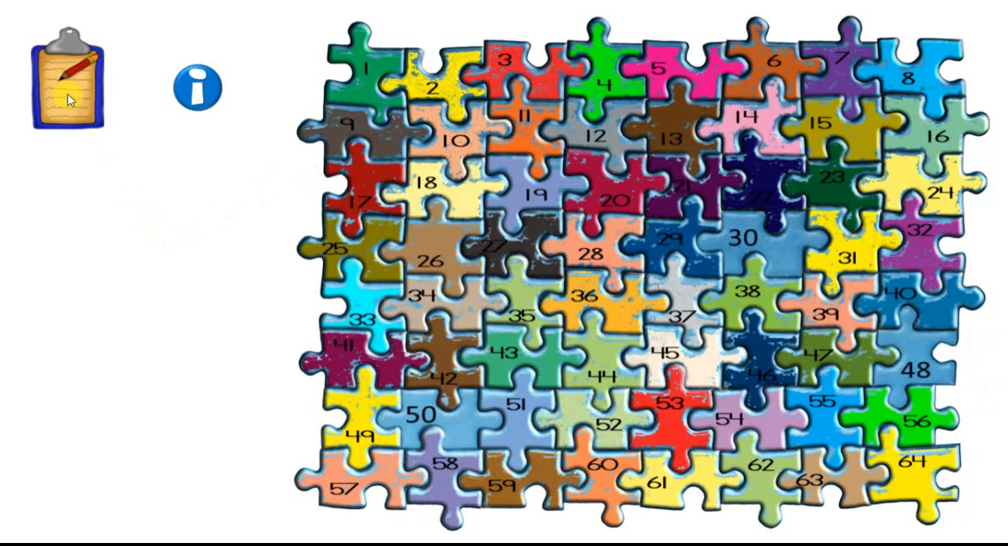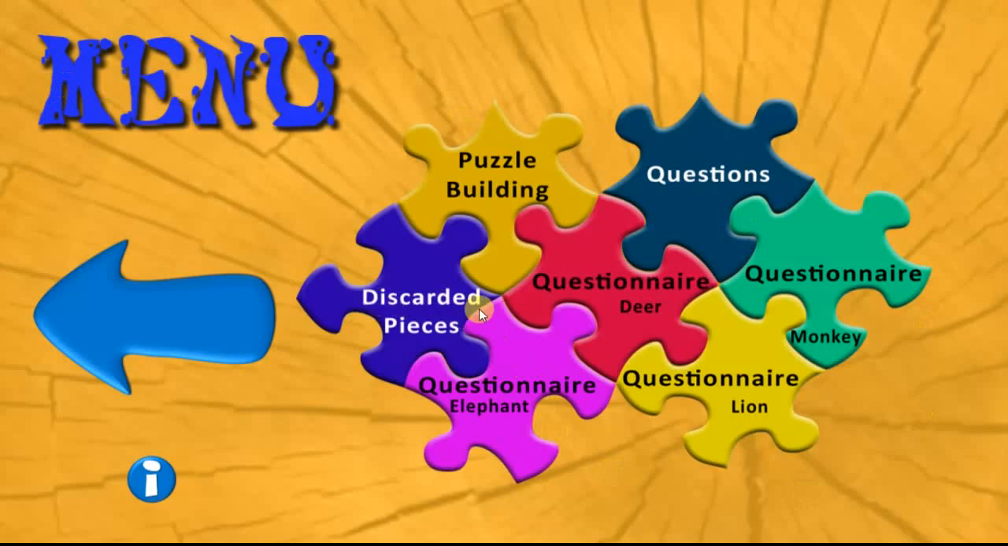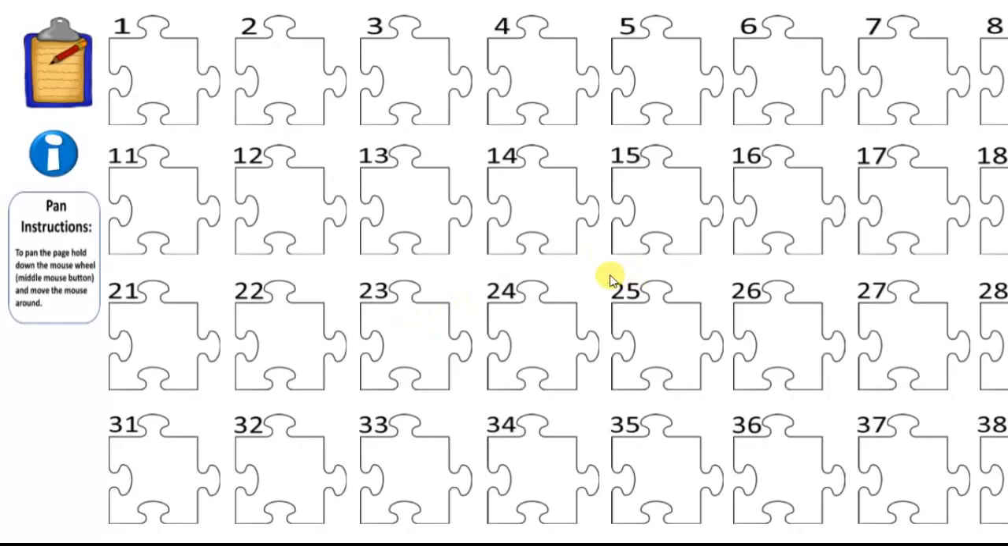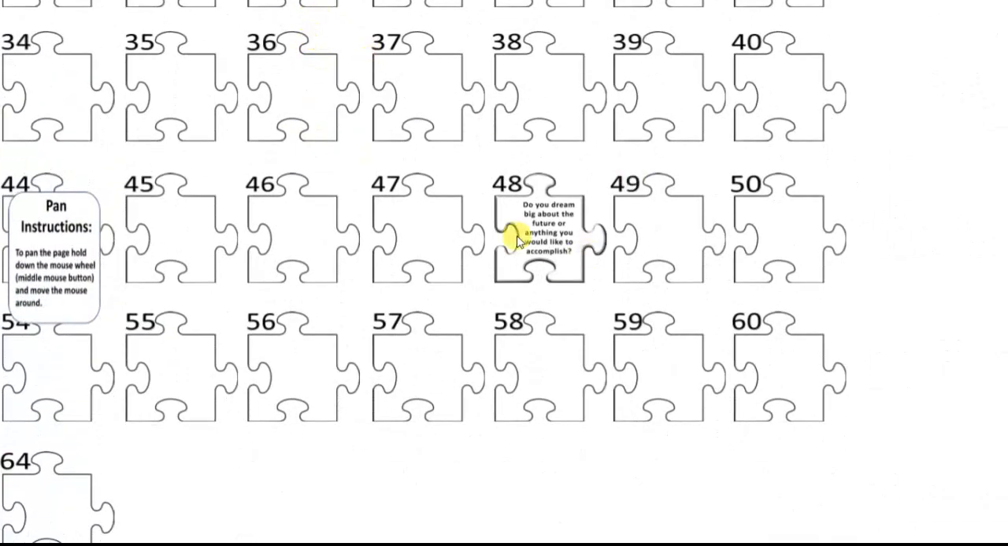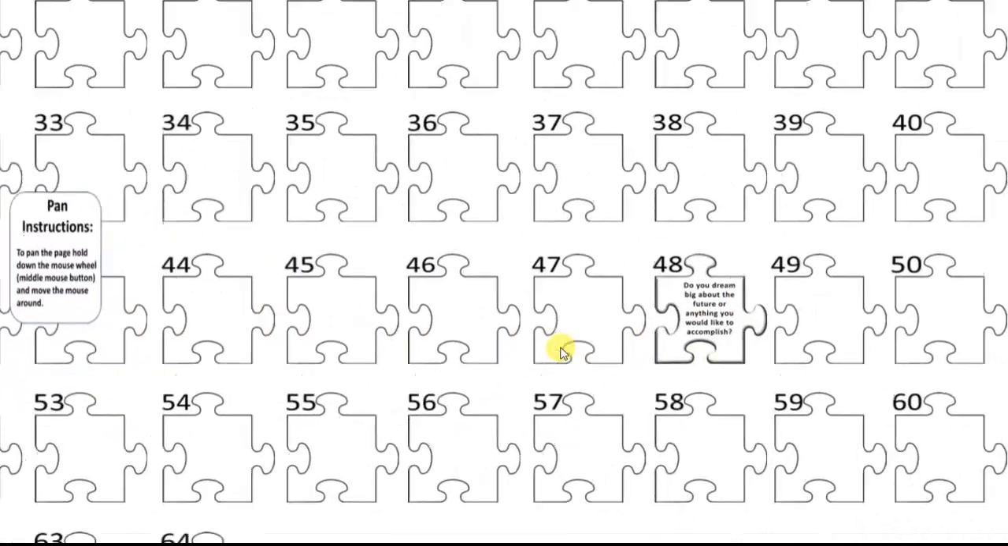If you click on the menu and you go to discarded pieces, you will find on this page all the answers to the questions that the child answered no to. So whenever the answer to a question is no, it will appear as a puzzle piece here. If it's blank, it means that that question was a yes with a puzzle piece on the main page. Right, it gives you instructions here how to pan. So if you want to move this page around to view all of the puzzle pieces, you just hold in your middle mouse button and you drag your page around to see everything.